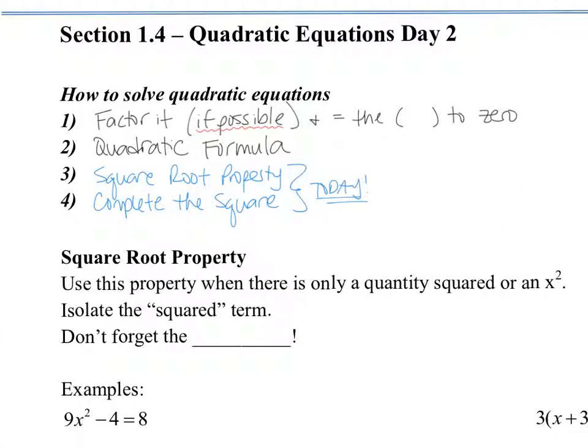Hey everybody, today's lesson is 1.4, Solving Quadratic Equations, Day 2. So we started this section yesterday and we're going to finish it today, and I want to remind you of the two things that we learned yesterday.